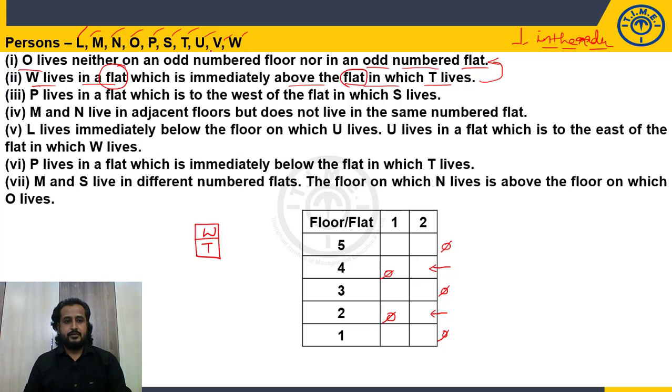Okay. Next. P lives in a flat which is to the west of the flat in which S lives. Again here it is given in terms of flat. P lives in a flat which is west of the flat in which S lives. So it is nothing but they are living on the same floor. And P is west of S. So in the arrangement, how they should come? Like this. P should be west of S. But have they mentioned the floor? No. But we can say for sure the flat numbers of P and S. P lives in flat 1, S lives in flat 2.